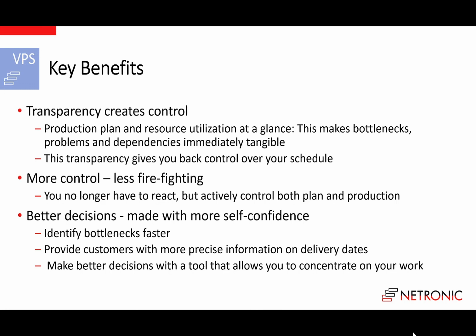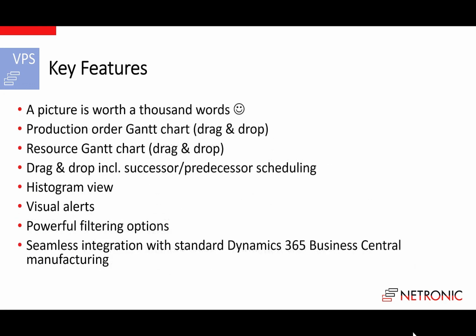So let's look at the features which make these benefits possible. The VPS is built on the basis of the standard Business Central manufacturing module, and it provides you with a fully integrated drag-and-drop scheduling front-end to the standard functionality. The biggest feature is that it gives you a picture of your schedule, and we all know that a picture is worth 1,000 words. It comes with a production order Gantt chart that allows drag-and-drop scheduling. It comes with a resource Gantt chart that allows drag-and-drop scheduling. You can choose that your drag-and-drop scheduling also includes the successor predecessor scheduling.